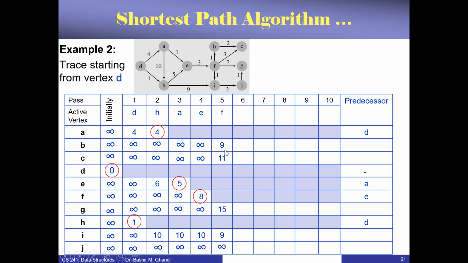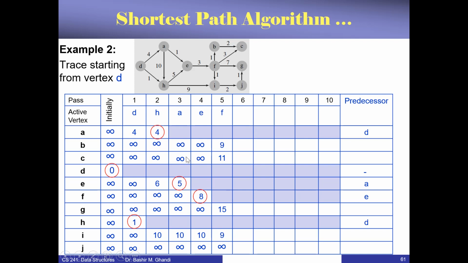Okay, so we're going to minimize the value of B to be 9, and we're going to make it our next active vertex. Obviously the predecessor is going to be F, and B is going to be our next active vertex, not I, even though I is also 9.